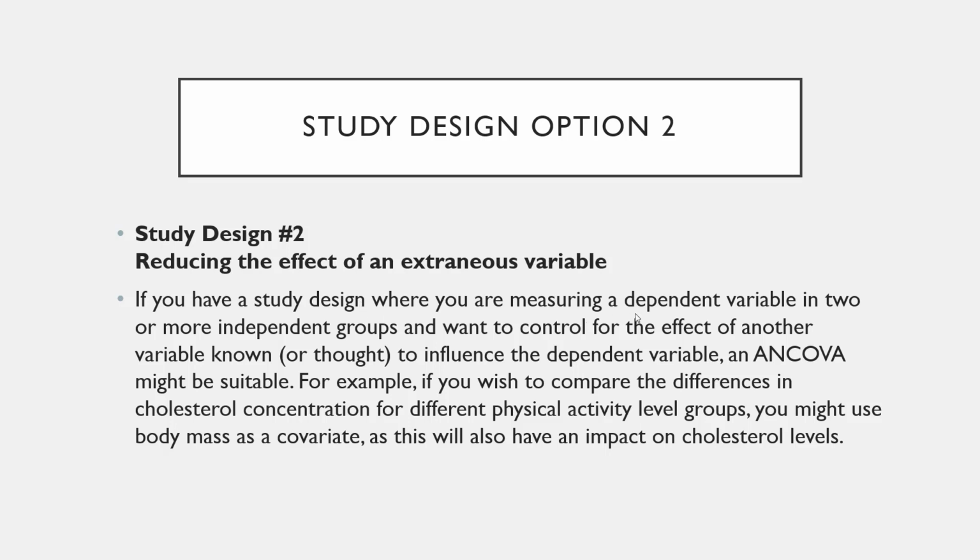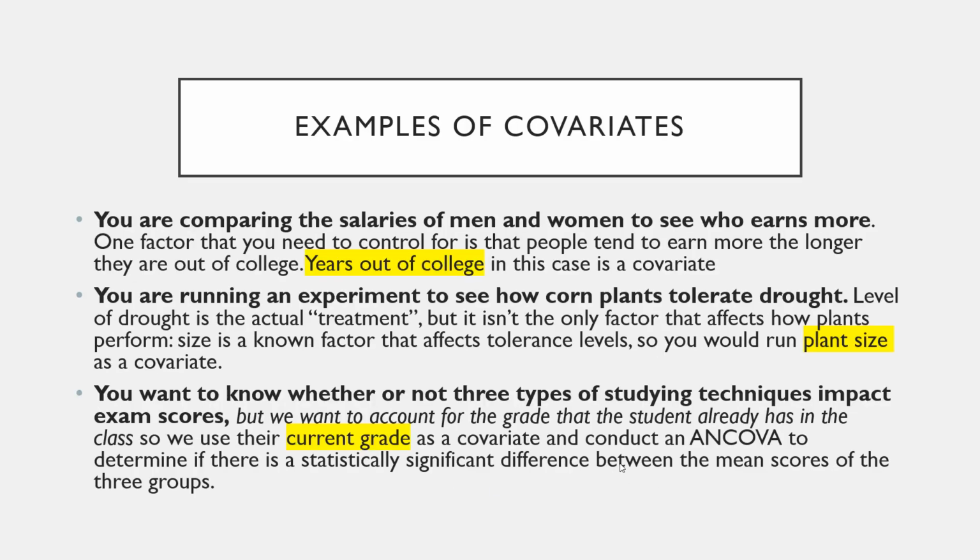So if you have a study design where you're measuring a dependent variable in 2 or more independent groups and you want to control for the effect of another variable known or thought to influence the dependent variable, an ANCOVA might be suitable. For example, say you wish to compare the differences in cholesterol concentration for different physical activity level groups, you might use body mass as a covariate, as this will also have an impact on cholesterol levels. So here are some examples of covariates.